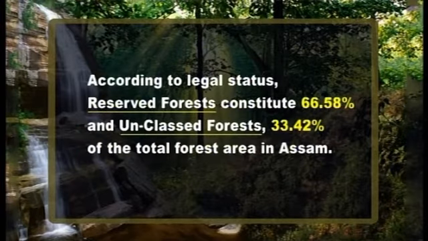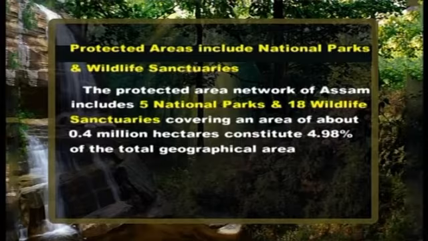According to legal status, the reserved forests constitute 66.58% and the unclassed forests constitute 33.42% of the total forest area in Assam. The protected areas include national parks and wildlife sanctuaries. The protected area network of Assam includes 5 national parks and 18 wildlife sanctuaries covering an area of about 0.4 million hectares, which constitutes about 4.98% of the total geographical area.